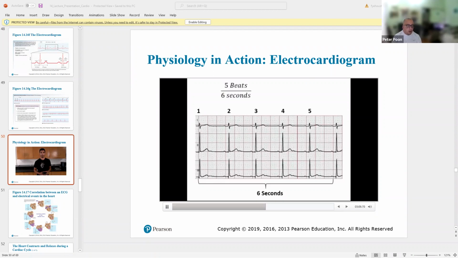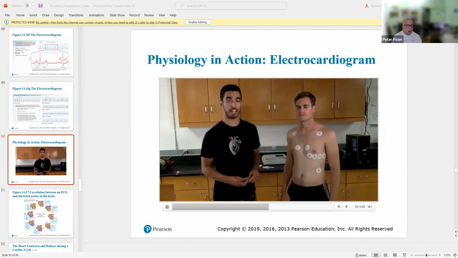The trace always runs at a speed of 25 millimeters per second. So 5 of the larger red boxes in a row represents 2 seconds.